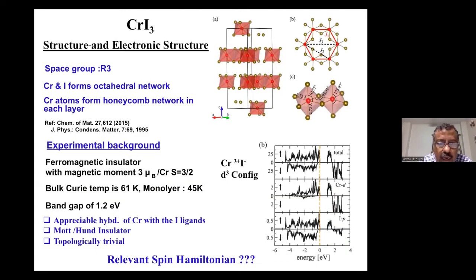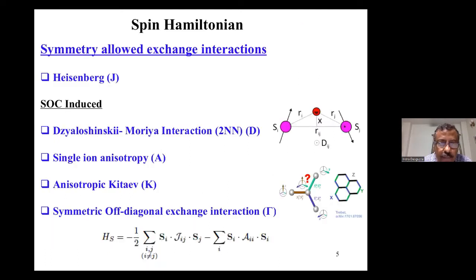This is something with which we started. I don't think I need this slide because we already had a very good introduction about chromium iodide, but I would like to point out two things. Chromium iodide happens to be a Mott or a Hund insulator. And most interestingly, the ligand strongly hybridizes with the chromium ion. This is one of the important things you should keep in mind. The spin orbit coupling is induced by the ligands, which is important as we move along.